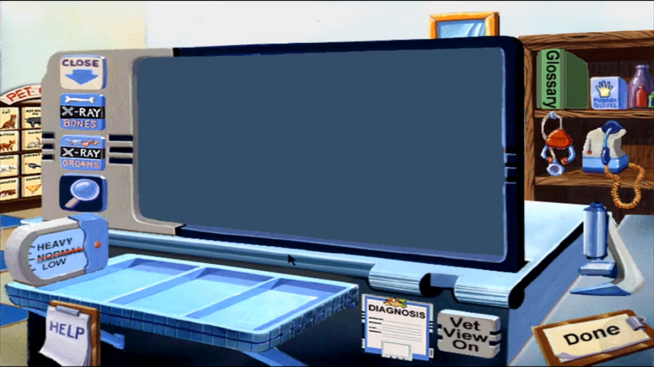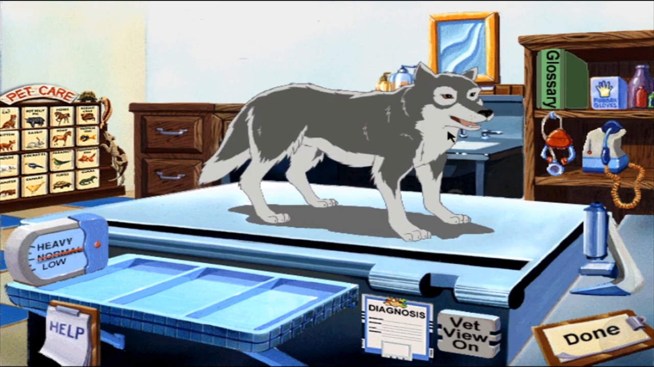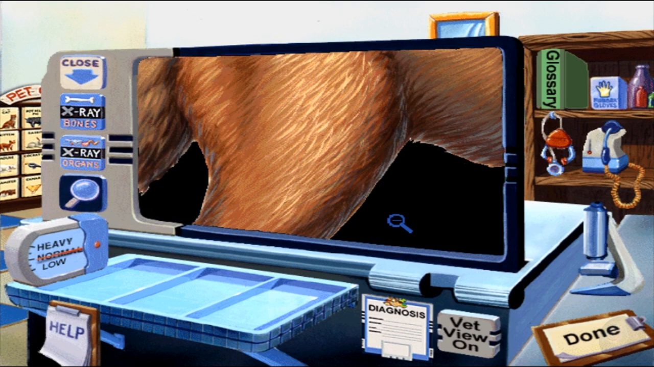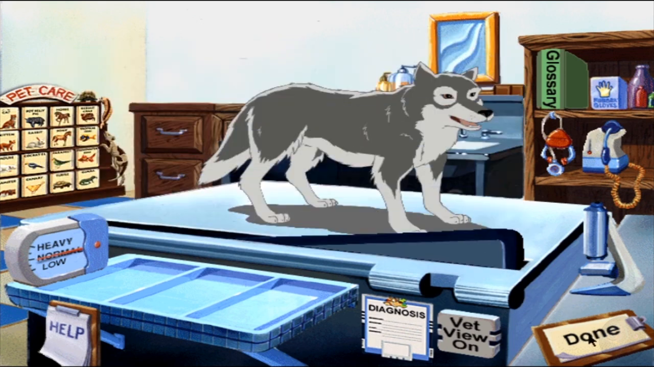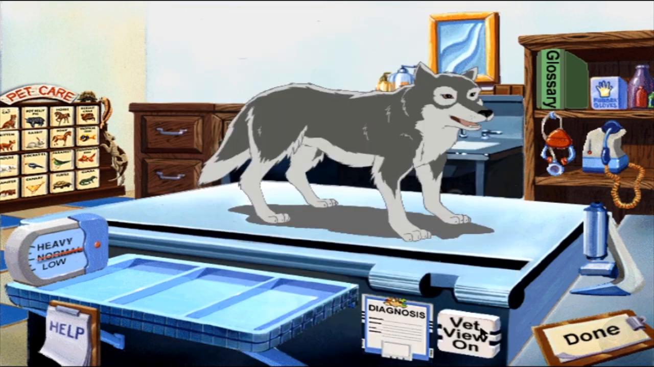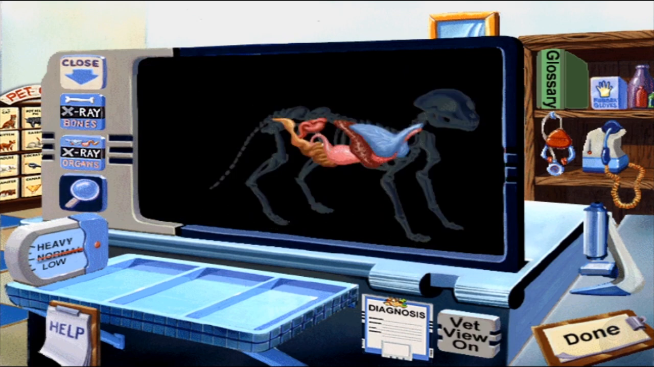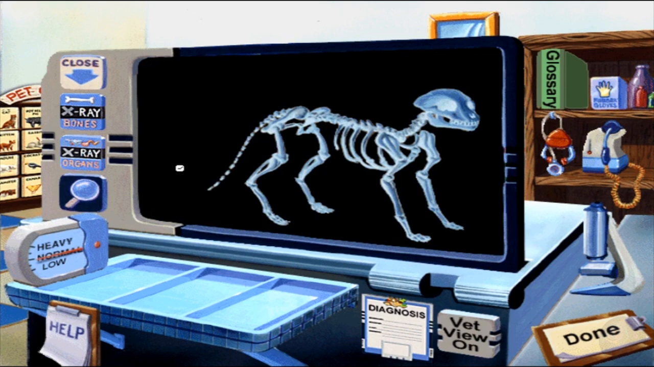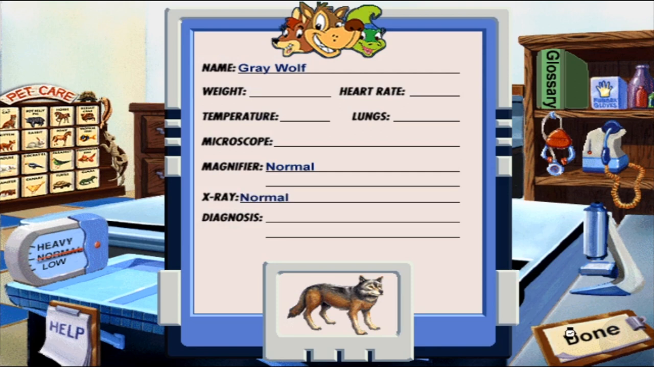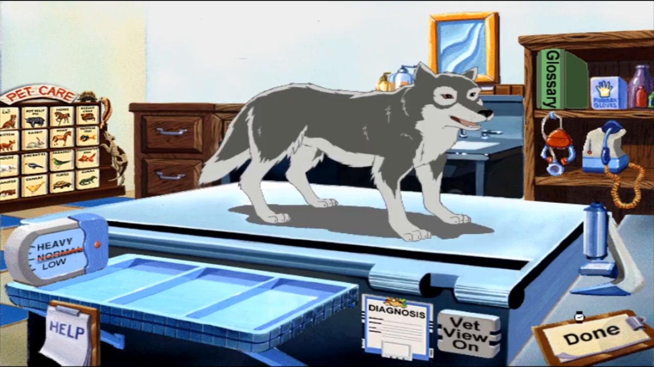You've brought an animal in for examination. Everything looks healthy here. Are you sure you want to leave? The patient's exam is incomplete. Normal. I don't see any problems here. I don't see any problems here. Normal. Are you sure you want to leave the field?